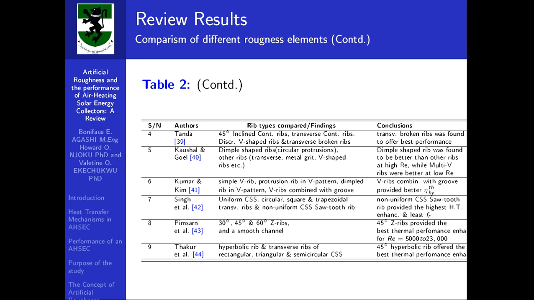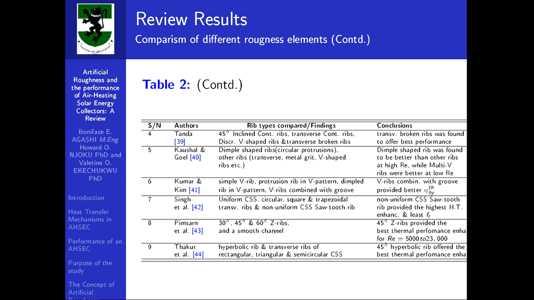Kumar and Kim compared simple V rib, protrusion rib in V pattern, dimple rib in V pattern, V rib combined with the groove, and they found that V rib combined with the groove provided better thermohydraulic efficiency. Shin et al. compared uniform cross-section circular, square, and trapezoidal transverse rib and non-uniform cross-section sawtooth transverse rib. They found that non-uniform cross-section sawtooth rib provided the highest heat transfer enhancement and the least friction factor ratio.